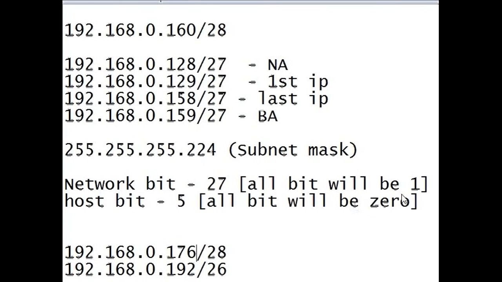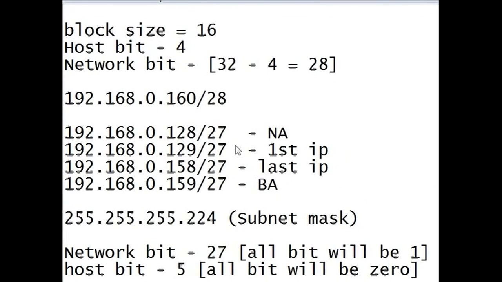So /176 is the next one. So this is 175. The last IP will be 174. So this is 160, the network, 161. So this is /28, this is /28, this is /28, this is also /28, and this will be 240. So this is my calculation. Block size of 16 in this case.